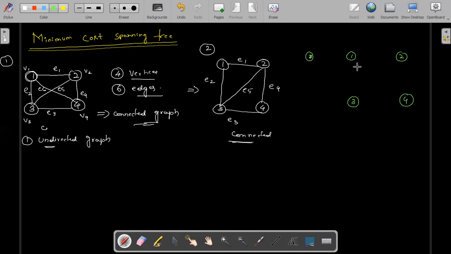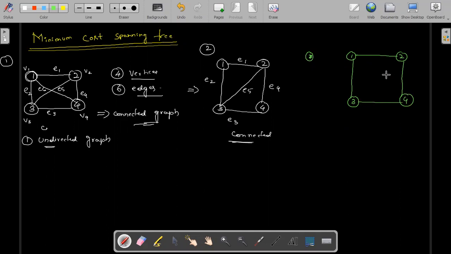Now everybody observe here. One edge we have removed here, still it is connected. If I remove E5 also, can I connect? Let's check. 1, 2, 3, again 4. See, from 1 to 2 I can move. From 2 to 3 I cannot move, but I can move from 2 to 1, 1 to 3. That is also okay.